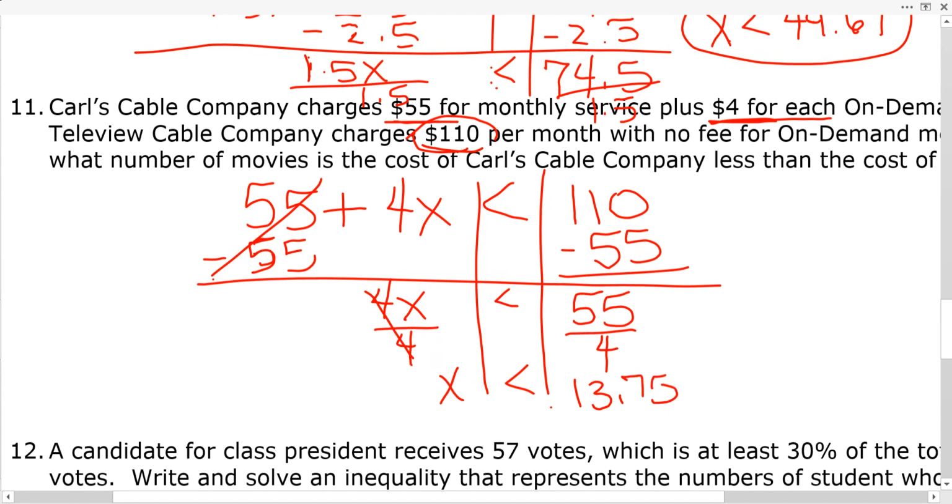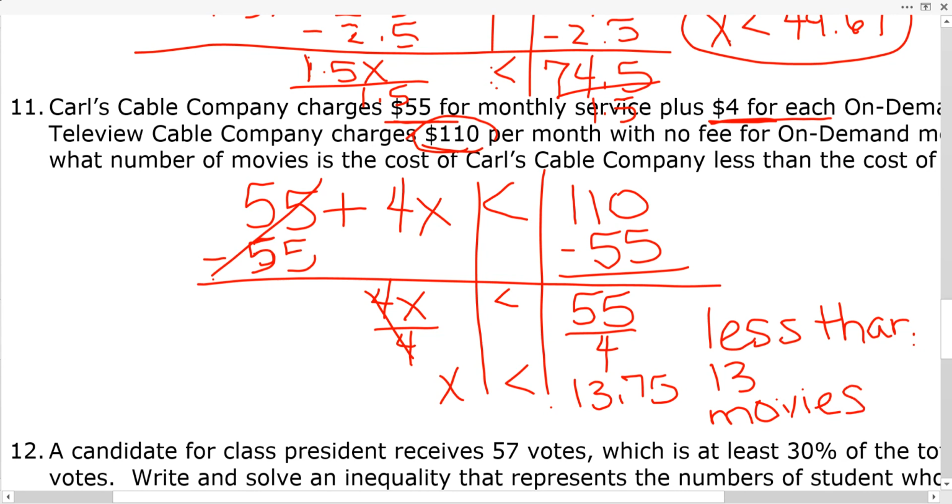Okay, remember we're talking about movies. So the number of movies has to be less than 13.75, which of course we can't really have 3/4 of a movie. So we're going to say that x would be less than 13. So less than 13 movies and Carl's Cable Company charges less.